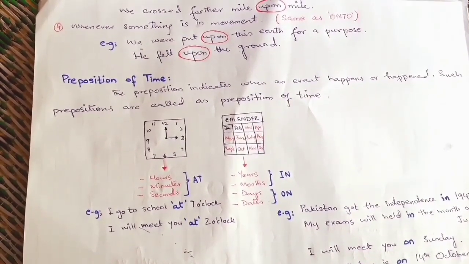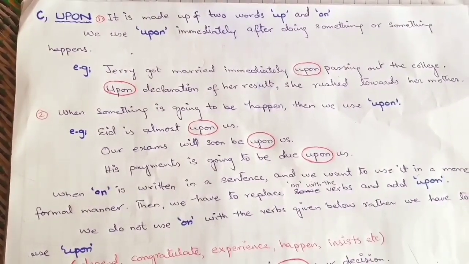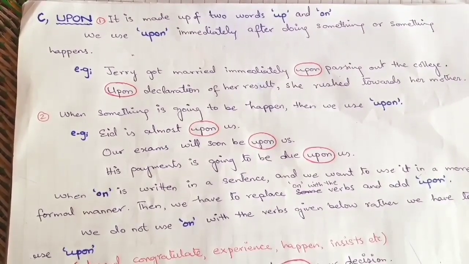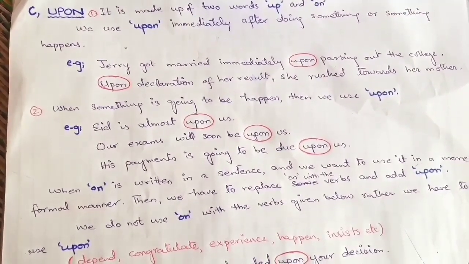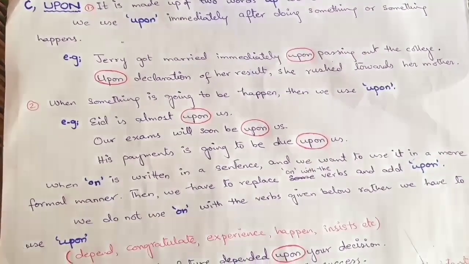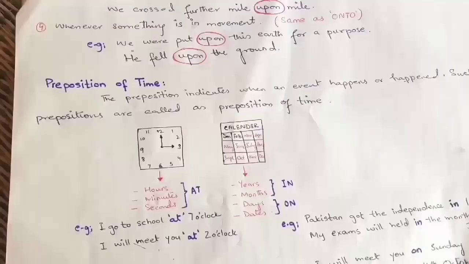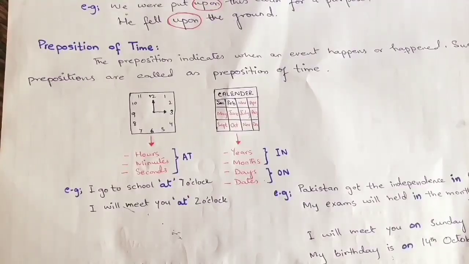Let's get a small summary about it. Number 1, "upon" is used immediately after doing something or something happens. Number 2, when something is going to happen, then we have to use "upon". Thirdly, we have to add "upon" between two nouns. And fourth, when something is in movement.